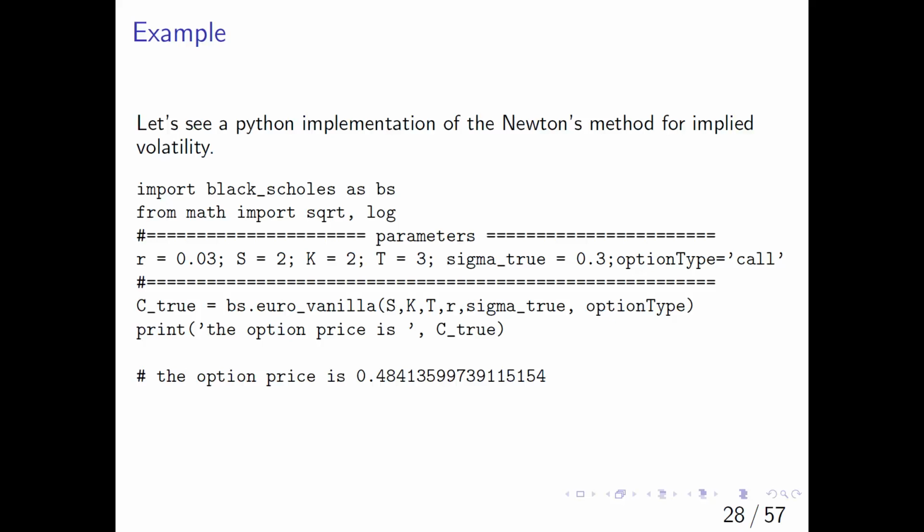Now, let me explain this part. Import Black-Scholes as BS. So this Black-Scholes module is just the implementation of the Black-Scholes formula, my implementation. If I remember correctly, you can also install this package. I think that somehow some people implement this, but you don't use this package for the first question. I ask you explicitly to implement the Black-Scholes formula.